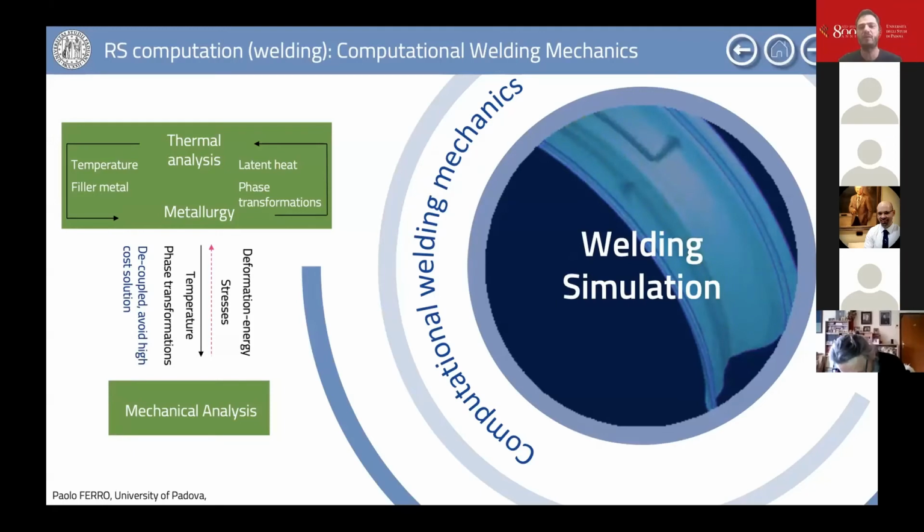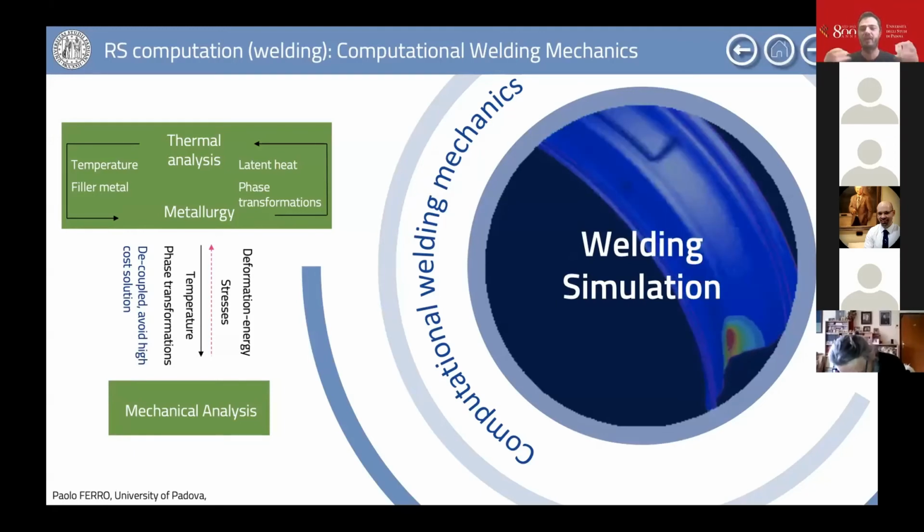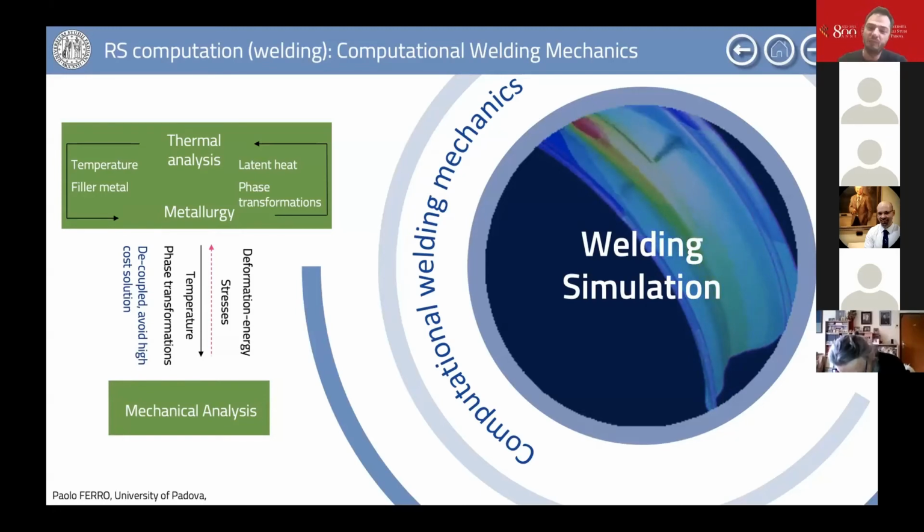So the first part of the simulation is the calculation of the thermal field, or better, the metallurgical thermal history at each node of the component. And then we use this thermal history at each node as input for the calculation of the thermal and residual stress in the components. In this way, we operate using an uncoupled thermomechanical analysis, and we have the advantage of avoiding the simulation of fluid dynamics phenomena.